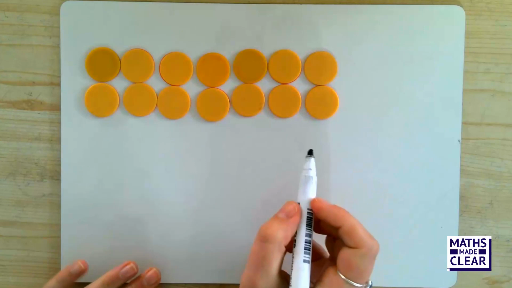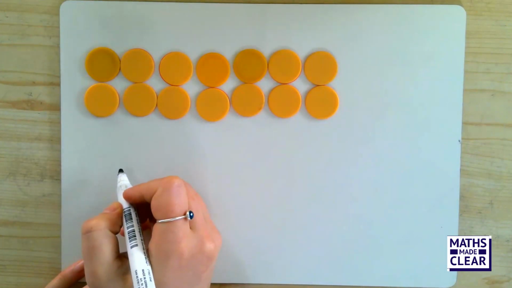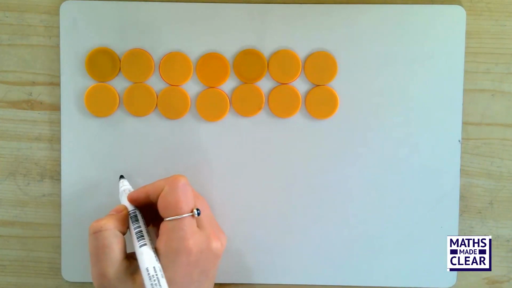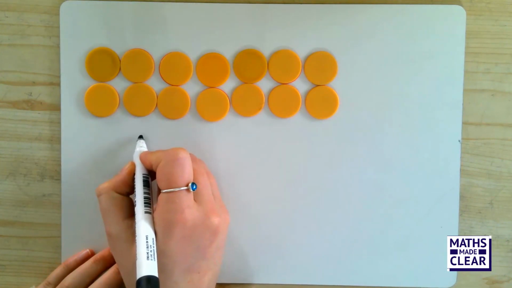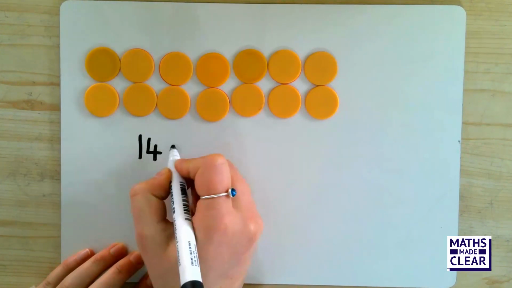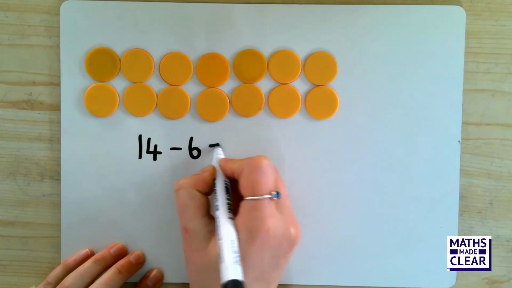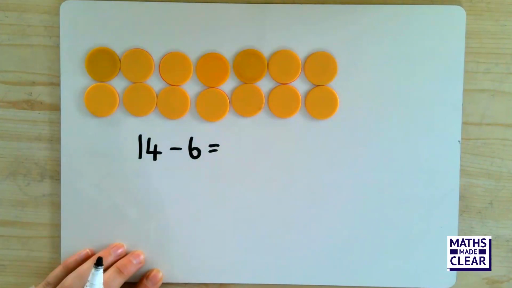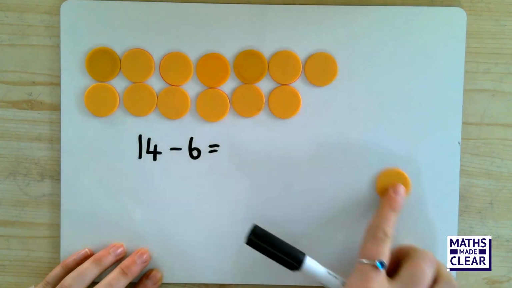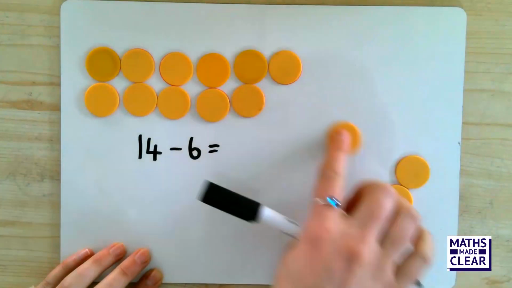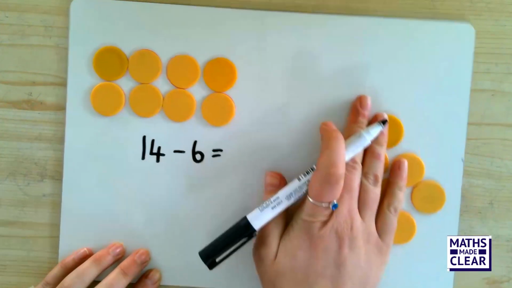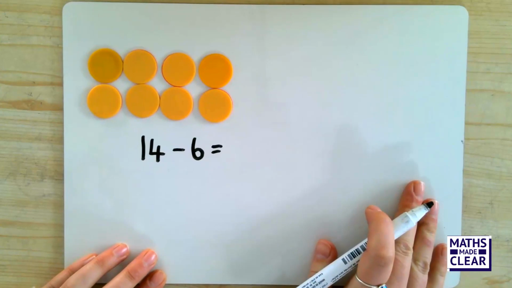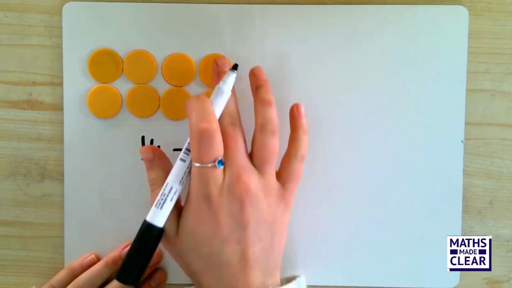So we're going to start off by looking at counters. We use counters throughout the school to show the process of taking away from a larger amount. So if we were to start off with the subtraction sentence 14 take away 6, we would need to get out 14 counters. So we'll put them on the table, and then we are going to take away 6 of them. So we can physically remove the 6 counters from our pile of 14.